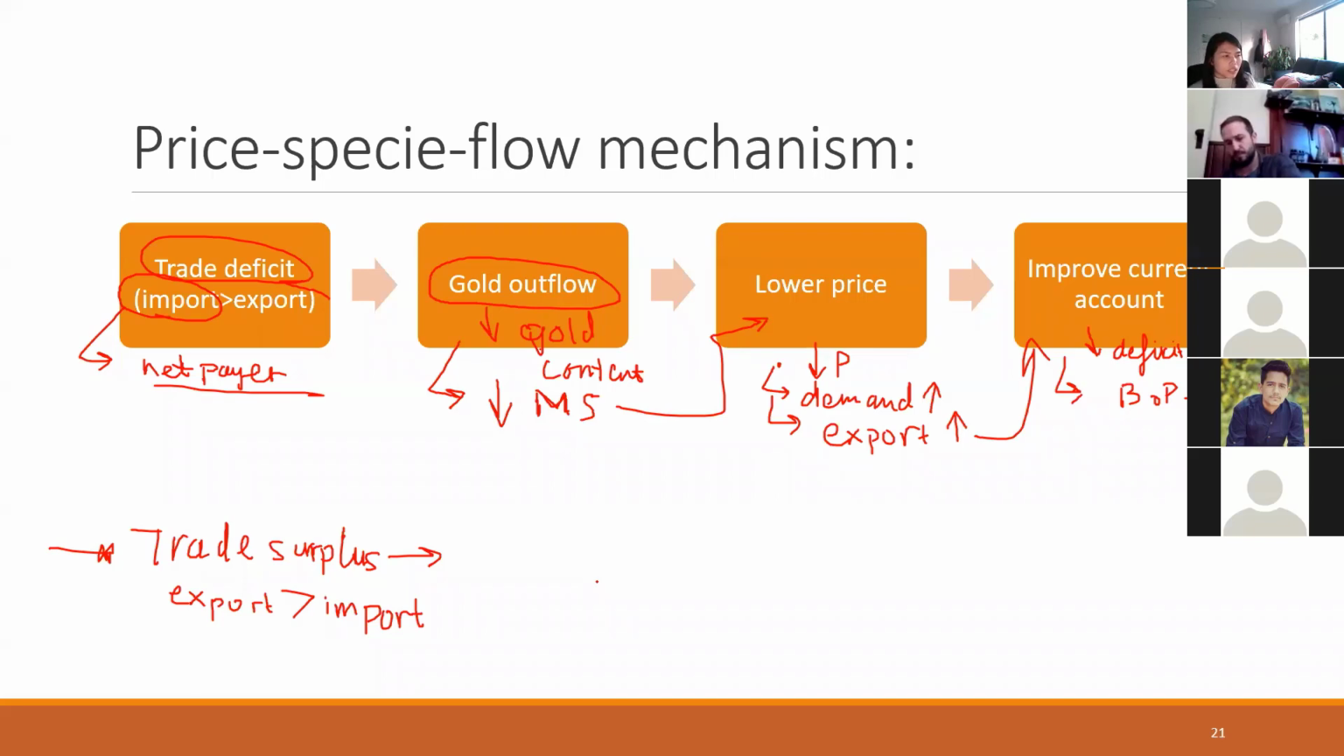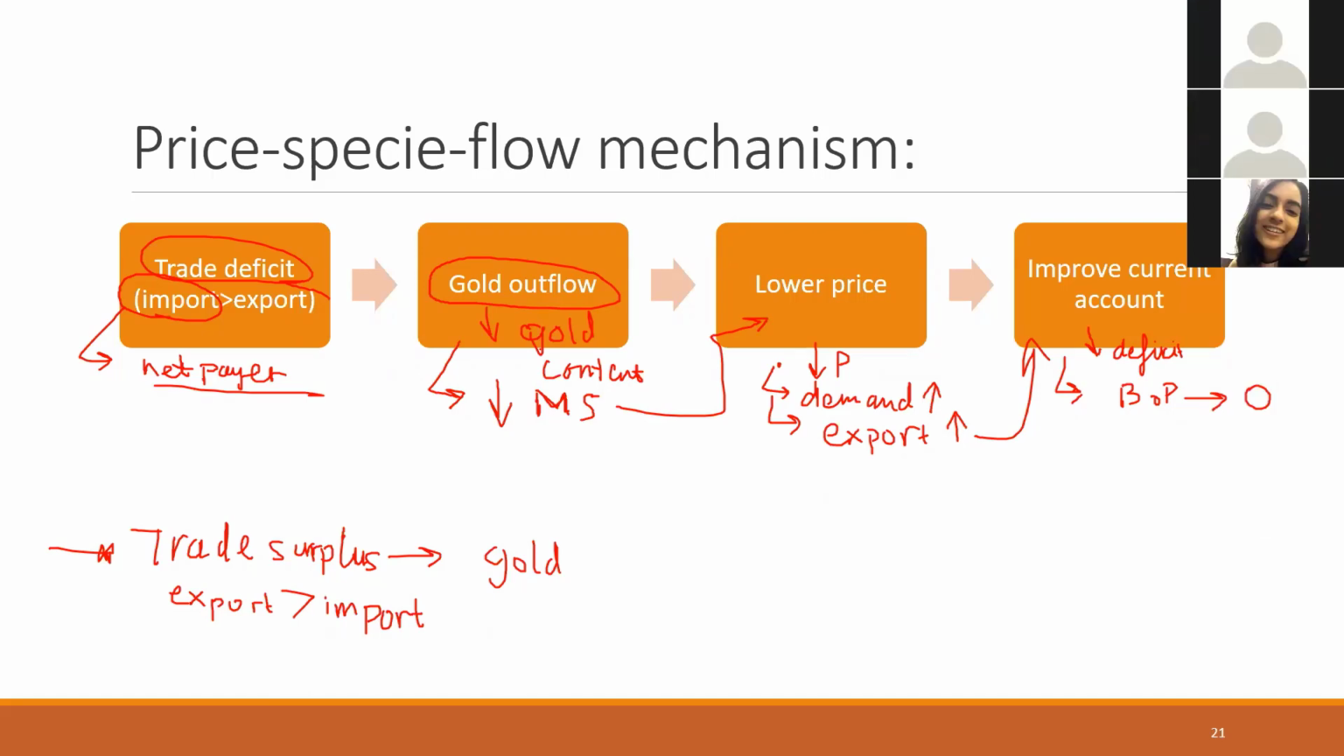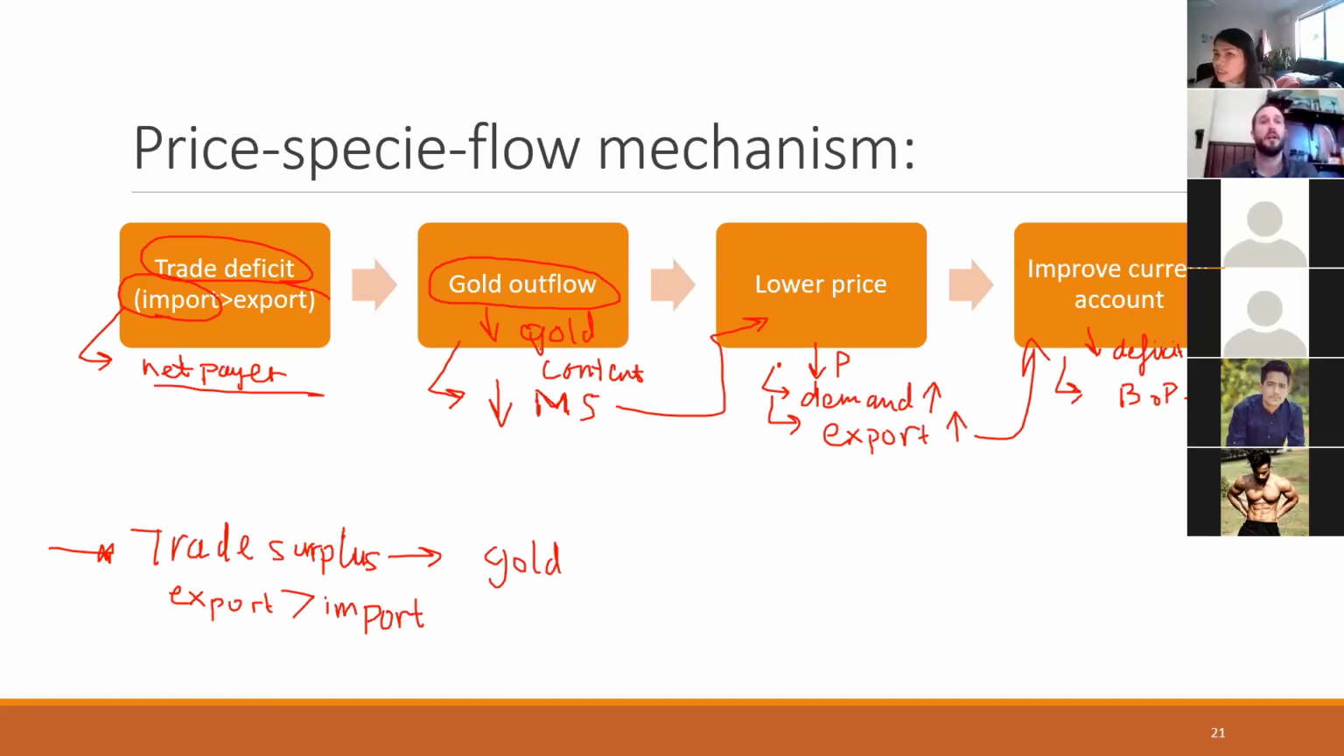Okay. If this is the case, what would happen to my gold content? So if I sell more than I buy, what is going to happen? Gold would be inflow. You will buy more of the gold? No, you buy goods and services.